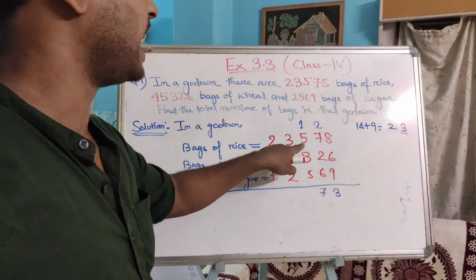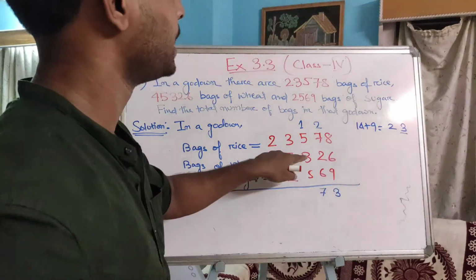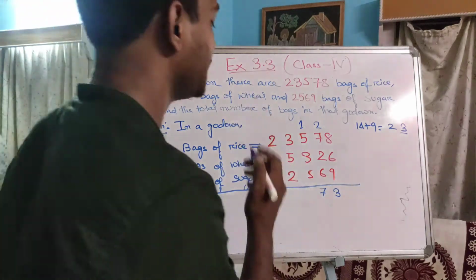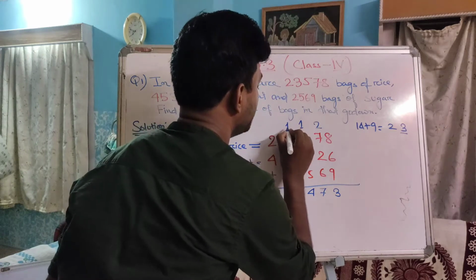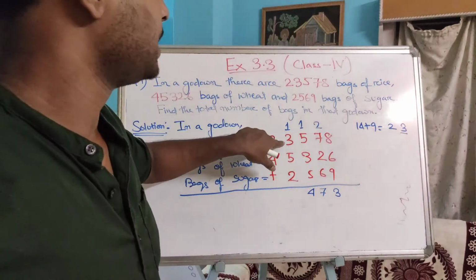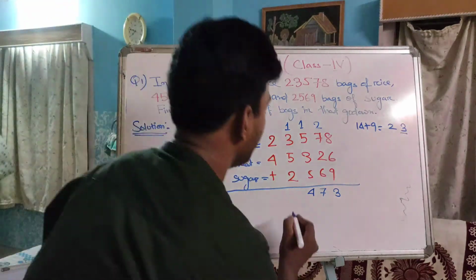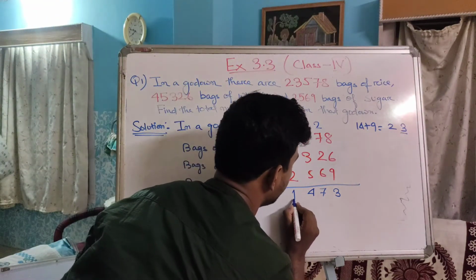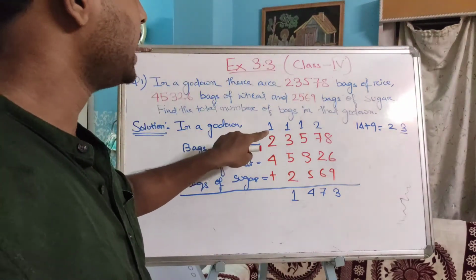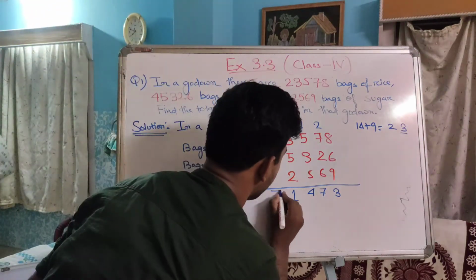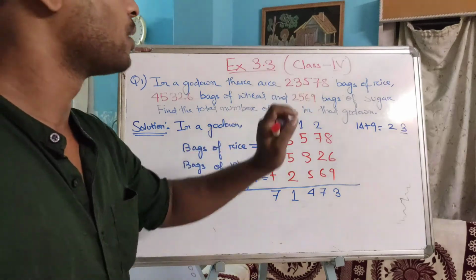Now 1 plus 5 is 6, 6 plus 3 is 9, and 9 plus 5 is 14. We will write only 4, and 1 will be added in this place. Now 1 plus 3 is 4, 4 plus 5 is 9, 9 plus 2 is 11. So 1 we will write here and 1 we will add here. Now 1 plus 2 is 3, and 3 plus 4 will give us 7. So this is the total number of bags in that godown.